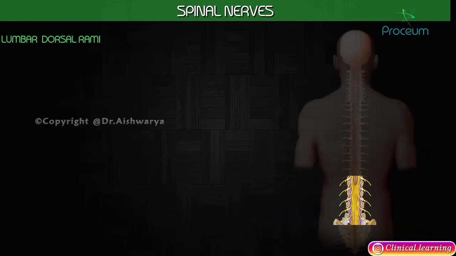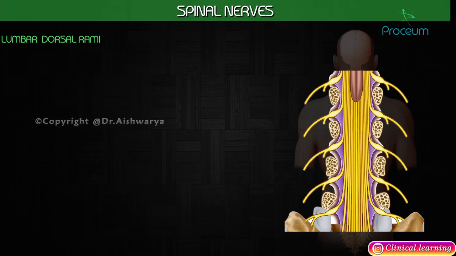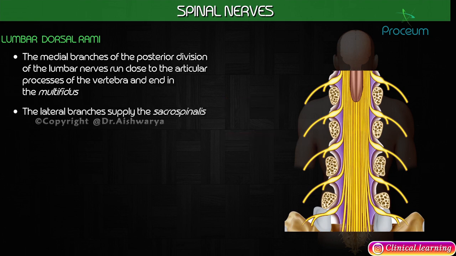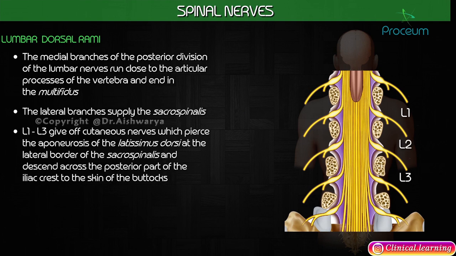And next is about the lumbar nerves. It has 2 branches, one is medial and another one is lateral. The medial branches of the posterior divisions of the lumbar nerves run close to the articular processes of the vertebra and end in the multifidus. The lateral branches supply the sacrospinalis, and the upper three give off cutaneous nerves which pierce the aponeurosis of the latissimus dorsi at the lateral border of the sacrospinalis and descend across the posterior part of the iliac crest to the skin of the buttocks.